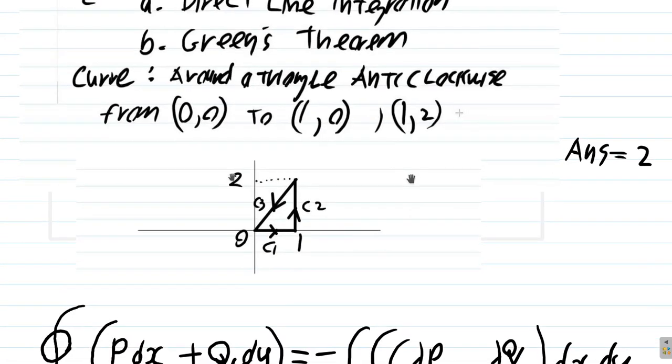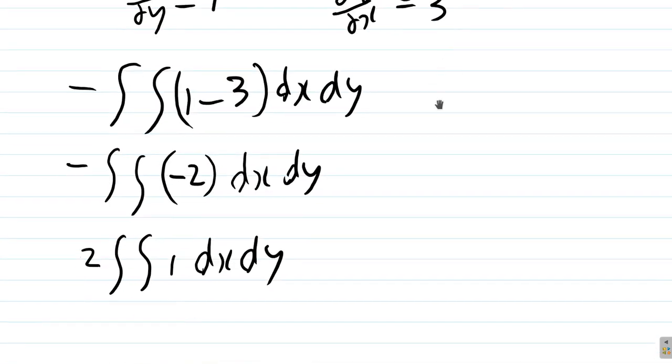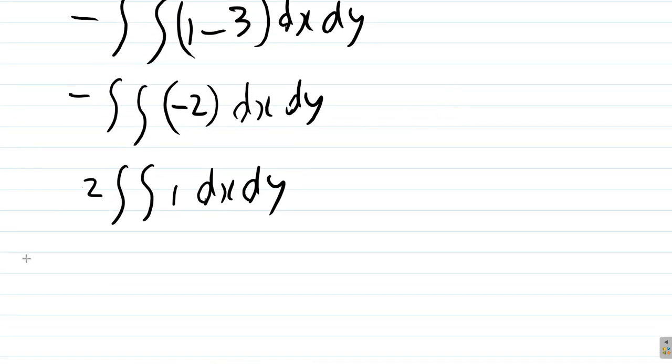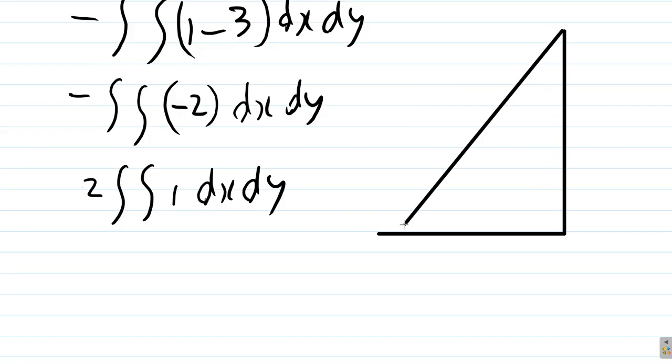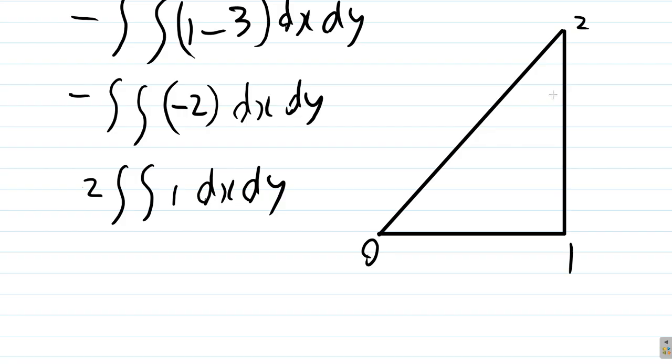Now what happened with the triangle here? 0, 1, 2. Alright, so let's draw the triangle here and we set up our double integral. So this is 0, this is 1, this is 2. Okay, now you remember that the equation of this line was y equals 2x. Alright.